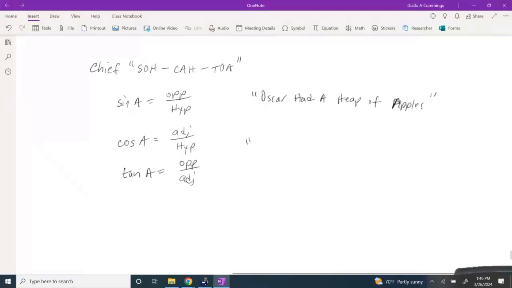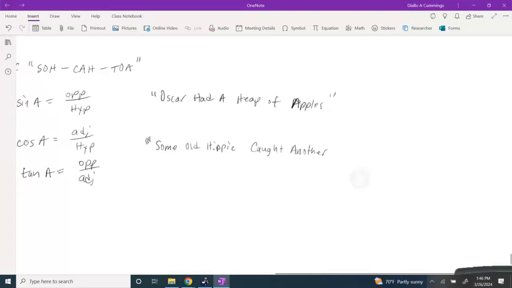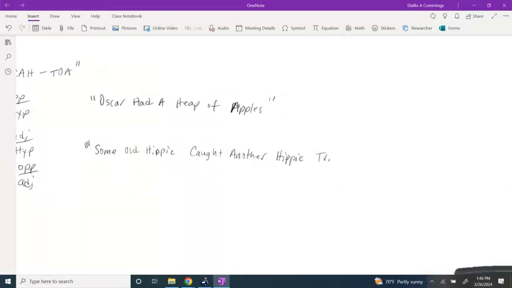Now here's another one I just recently learned last semester. A student told me about it, and it is: Some Old Hippie Caught Another Hippie Tripping On Acid.